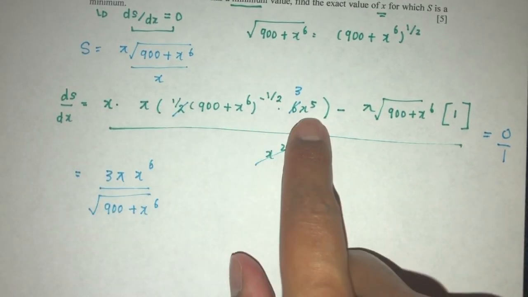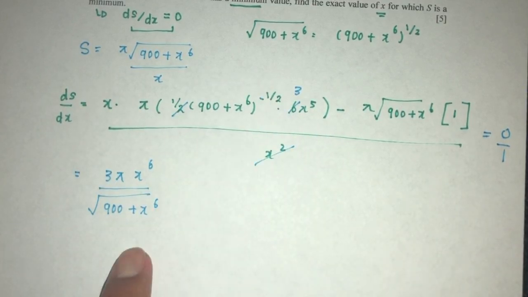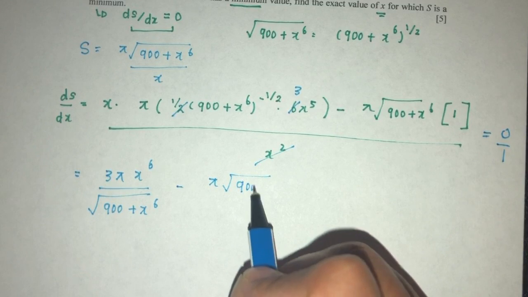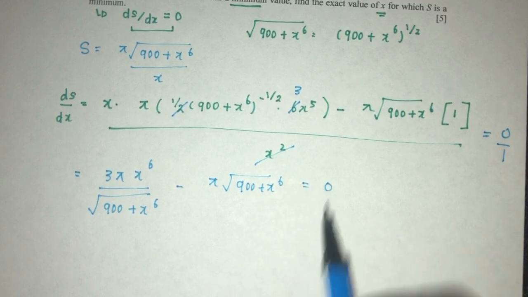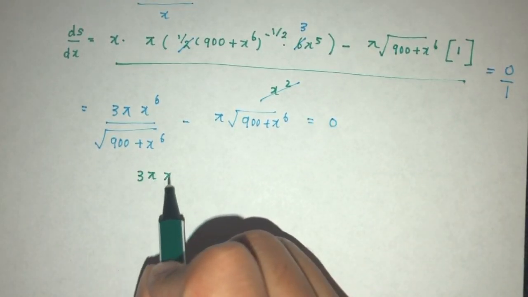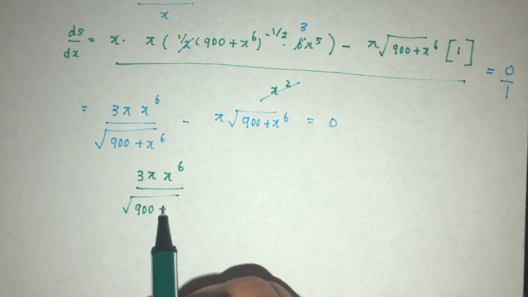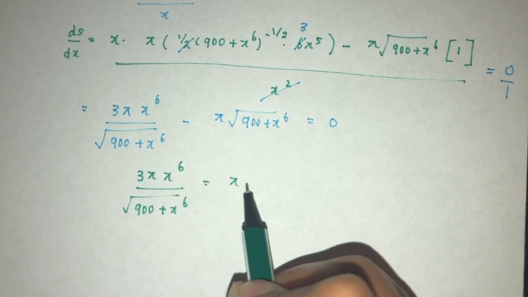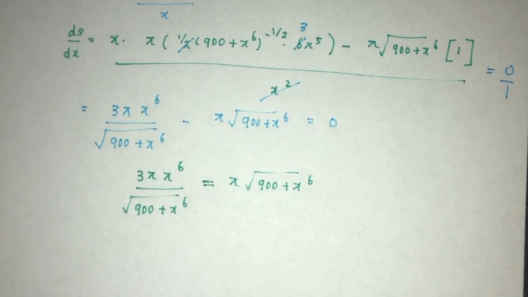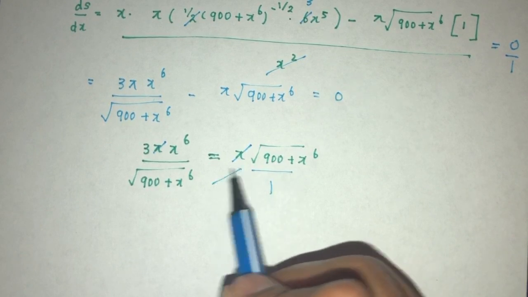So x times this, 3 times this, so this will become this. And this we have to send down, it will become this, step by step. And this will become pi over here, root of 900 plus x to the power 6, equal to 0. Now we can send this over here, and you will have 3x to the power 6 over the value of this, 900 plus x to the power 6, equal to pi times the root of 900 plus x to the power 6. Now we can simplify. This and this will cancel out, right? And here we can cross multiply.